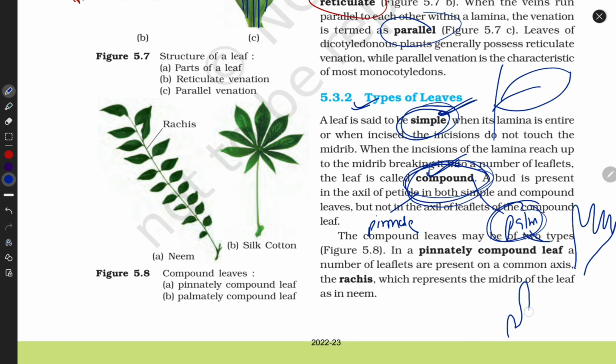This is the thumb. This is index. This is middle. This is the ring finger and this is the pinky finger. This is the palm area. So palmate arrangement is also present in compound leaf, and pinnate is also present in what? Compound.